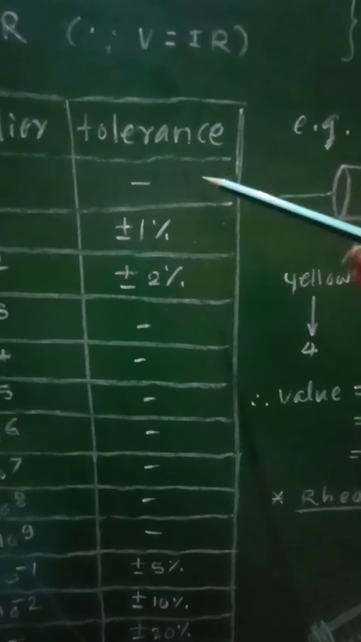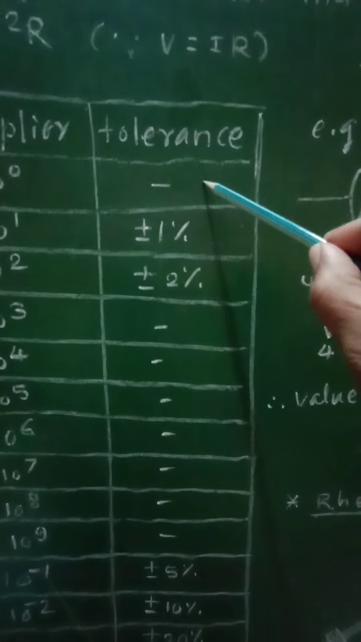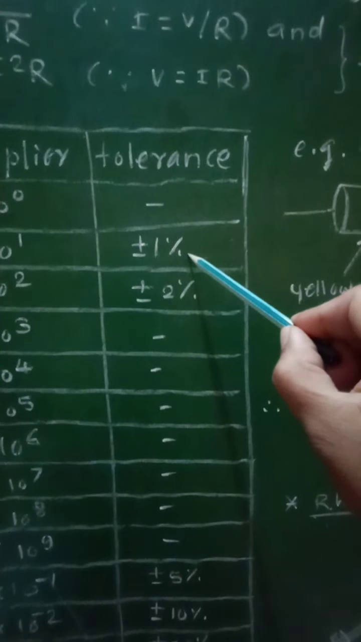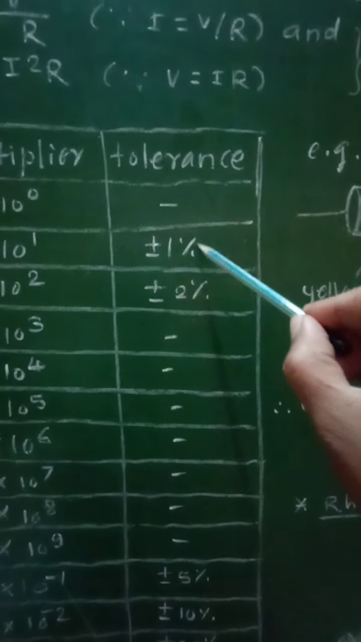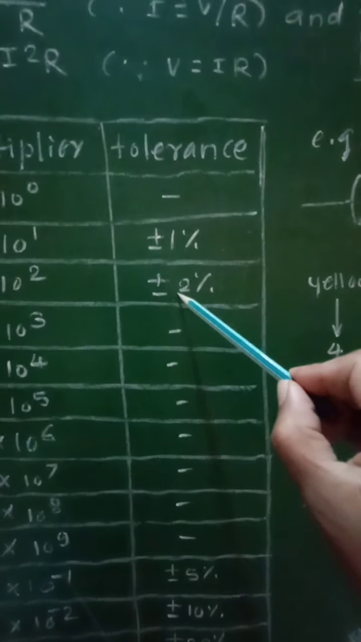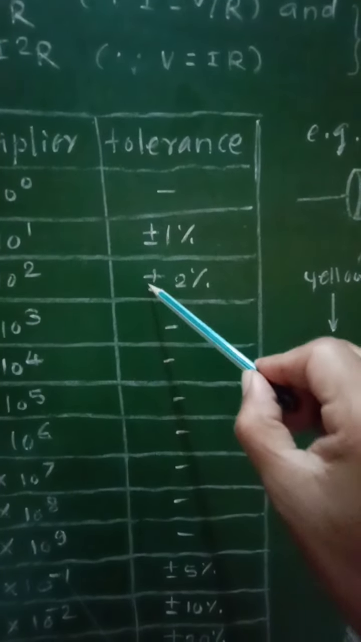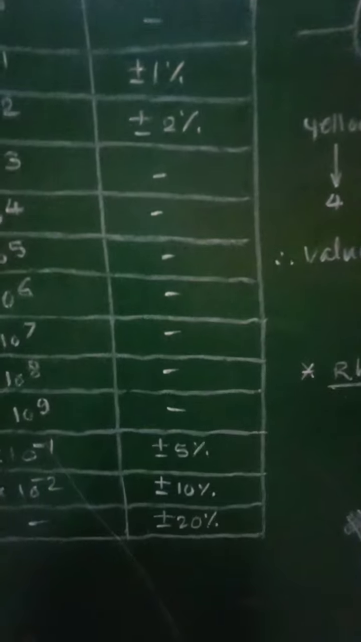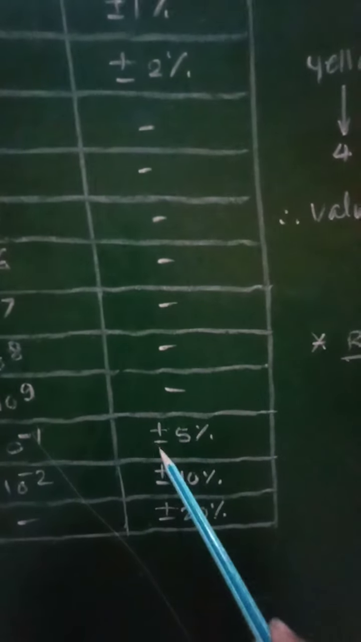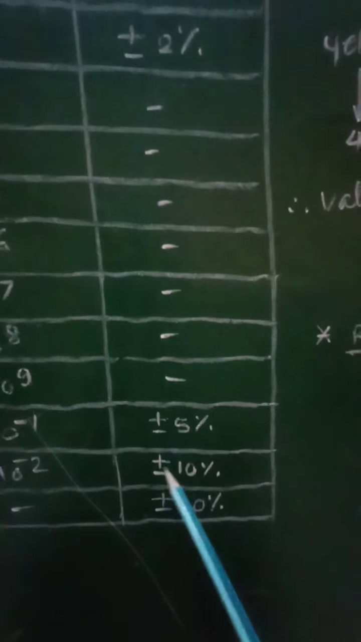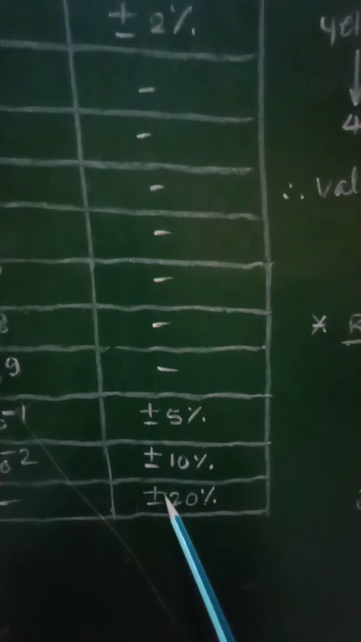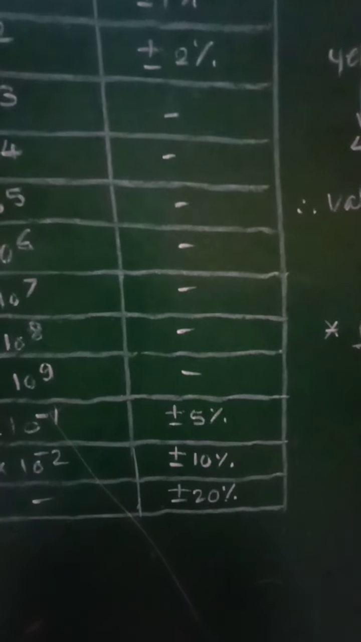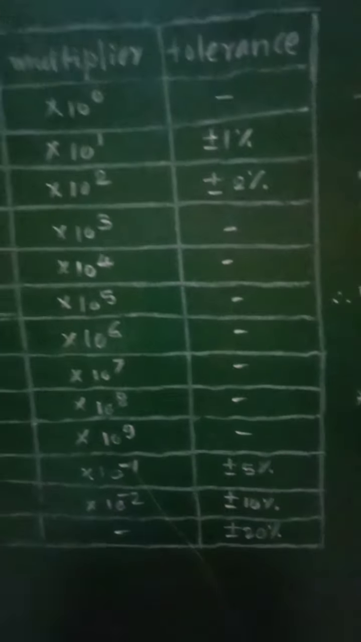Now that tolerance will be given as, for black color there will be no tolerance. For the second color, that is brown, it is ±1%. So very small variation will be there in the value of resistance. Then slightly larger than it will be for red color, that is ±2%. From red color to white color, there will be no tolerance for these colors. Then for gold it is ±5%, for silver it is ±10%, and for no color it will be ±20%, that will be the tolerance for no color.